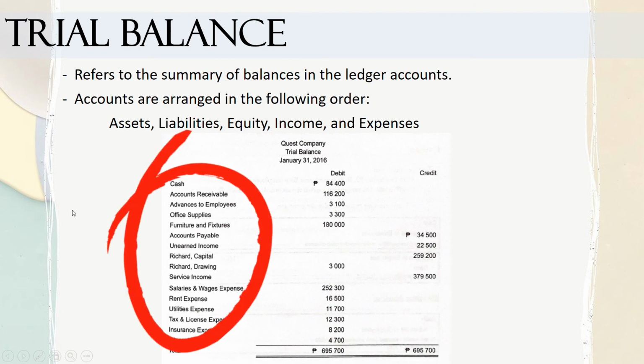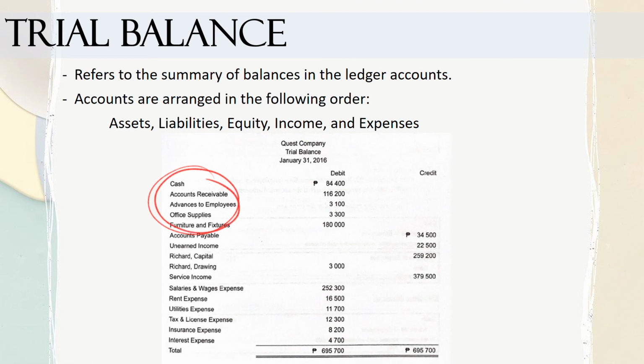Debit and credit rules are applicable here. For the asset portion, the normal balance should be debit, from cash to furniture. The liabilities should be credit, as well as the capital account. The drawing account should be debit. Income, on the other hand, is credit. And all the expense accounts have a normal balance of debit. Once you have all these balances, you have to add all the debit balances and all the credit balances, wherein our expectation is that the total debit balances should equal the total credit balances.